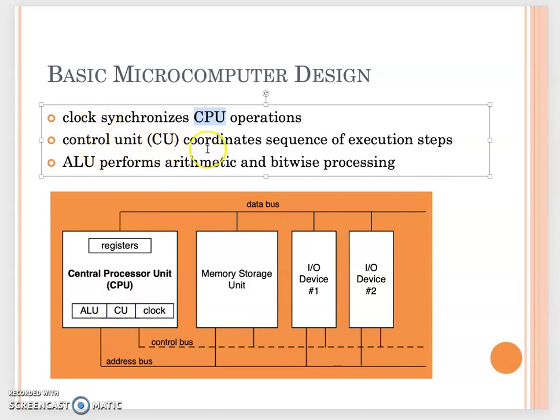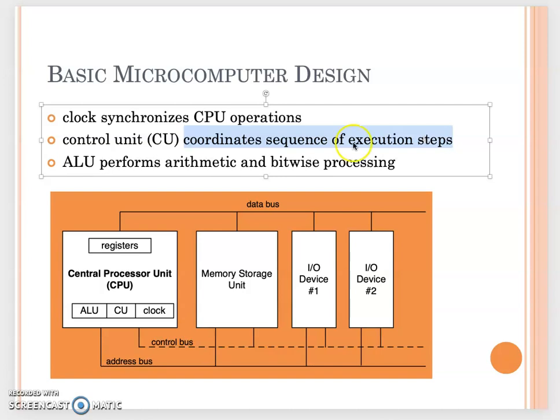So this control unit actually coordinates the sequence of the execution steps. When you say the sequence of execution steps, that means each instruction. So now you should know what an instruction is. Instruction is what we showed you last week about the machine language or assembly language. You want to move data to somewhere. That's just one instruction.